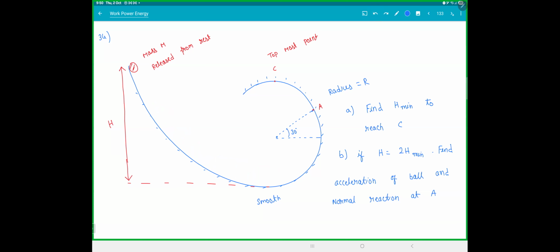Naresh, man. Again, you're making the same mistake. At the highest point, if your velocity is 0, the ball won't even reach there. It will go and fly like this. No, you won't reach the topmost point. This is just like a string case.